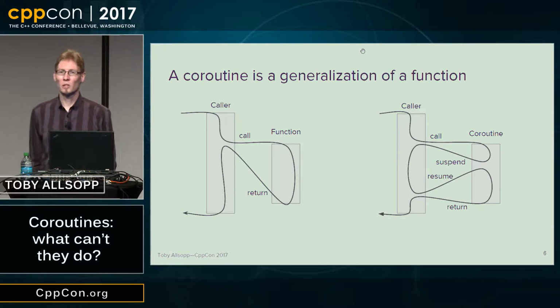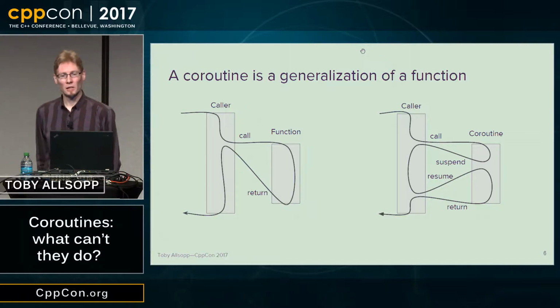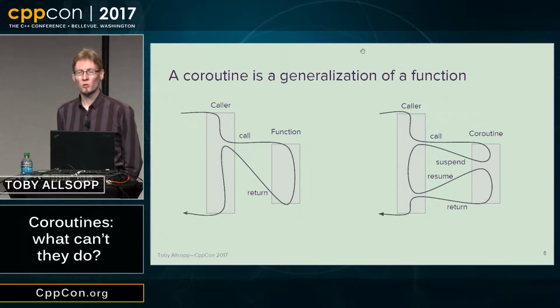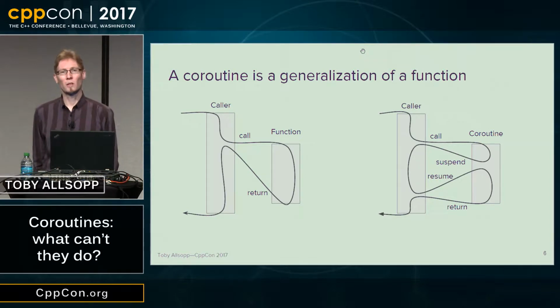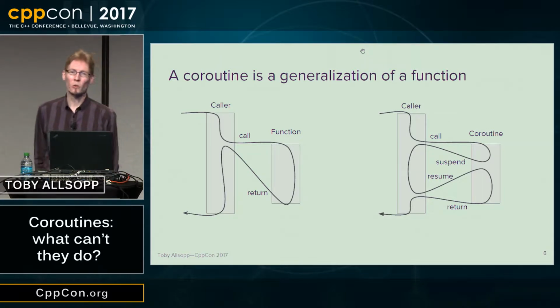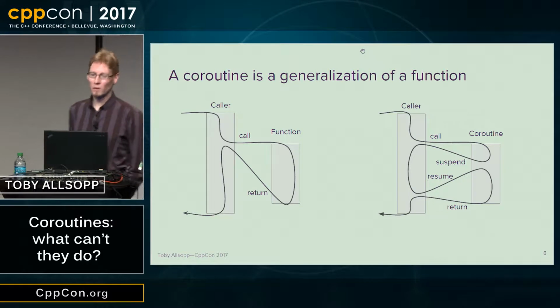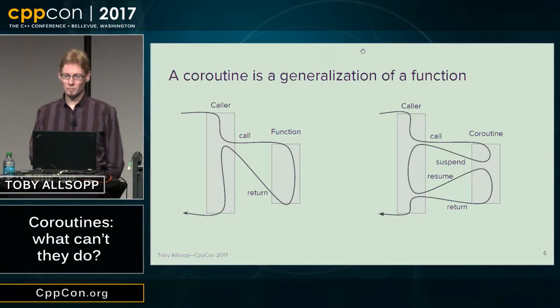One is the coroutine can suspend, which transfers control flow back to its caller, and then the caller carries on, and then at some point later, the caller can initiate a resume of the coroutine, which transfers control flow back to the coroutine, and it resumes at the point where it was suspended. And then when the coroutine returns, it's just like a function returning. Control flow goes back to the calling function.